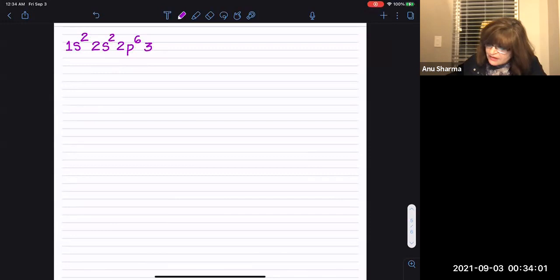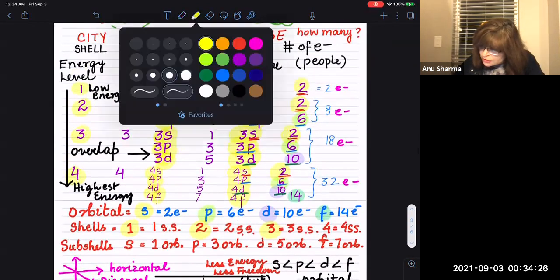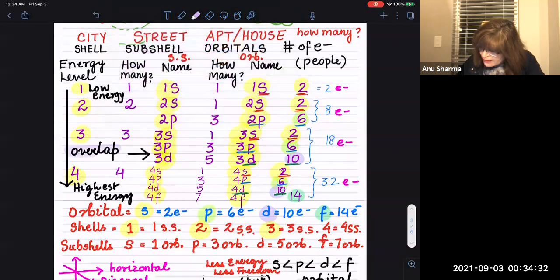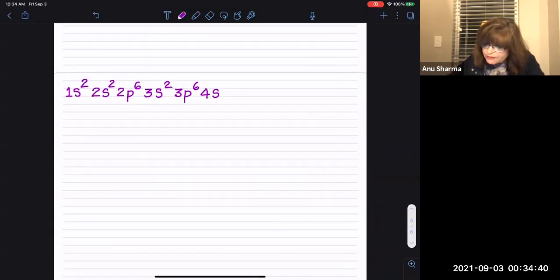The third energy level has 3s, and 3s can hold a maximum of 2 electrons. Then after 3s comes the p, 3p. p can hold a maximum of 6 electrons. Now, after 3p comes what? After 3p comes 4s, not 3d. Remember, this is where the overlap begins to happen. This is the overlap situation at 3d, which means that the 4s is going to take priority. So 4s will fill up first.